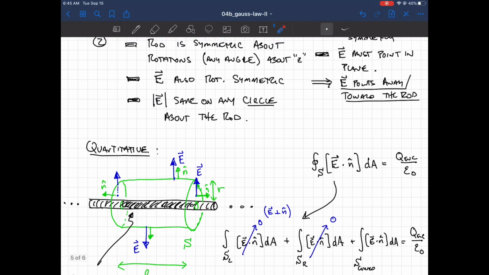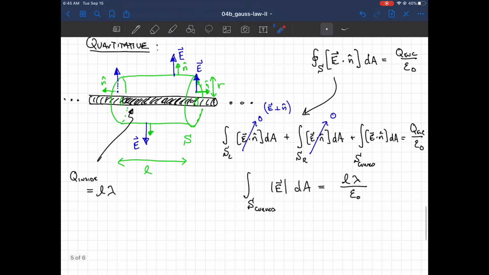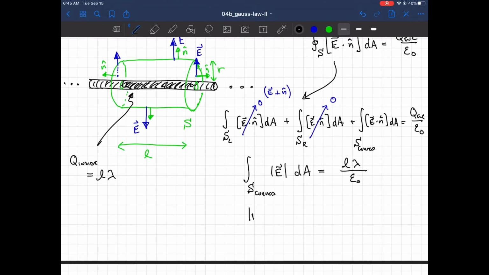Now we get to the step where we can use the rule that we found about E being the same on any circle. So I have this integral on the curved surface, but we know that E is the same on any circle. So that means that these E's are exactly the same magnitude, which means that I can pull them out. So I get E times the integral over the curved surface of dA is equal to L lambda over epsilon naught. And finally we do the integral, and as usual, doing the integral is nothing hard. It's just the total area of that thing you're talking about.